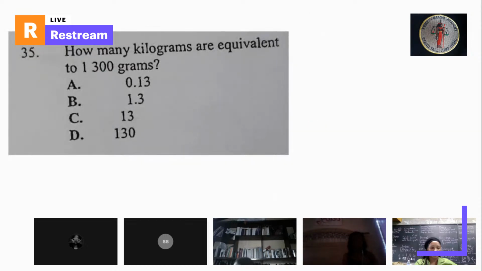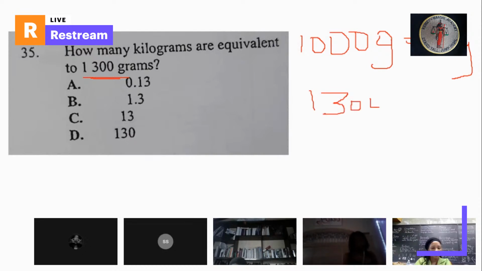Number 35. How many kilograms are equivalent to 1,300 grams? How did you get that? How many grams make a kilogram? 1,000 grams. Okay, so 1,000 grams make 1 kilogram. So we're changing grams, so we're going to divide 1,300 by 1,000. 1, 2, 3 places. 1.3. Correct. 1.3 kilograms. That's B.